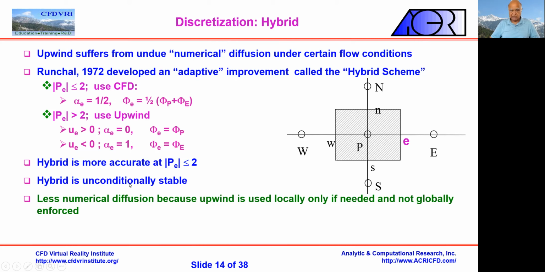This scheme is also unconditionally stable because alpha is never allowed to be put in a place where it will create a negative coefficient. So there is less numerical diffusion. This is the scheme which became the standard, and there are various versions of it.